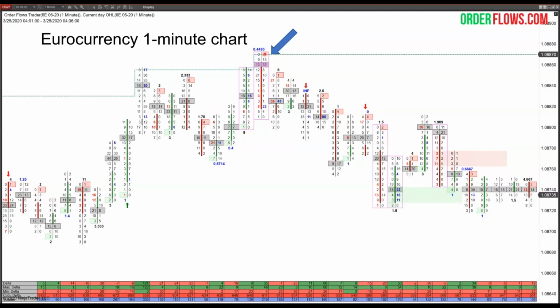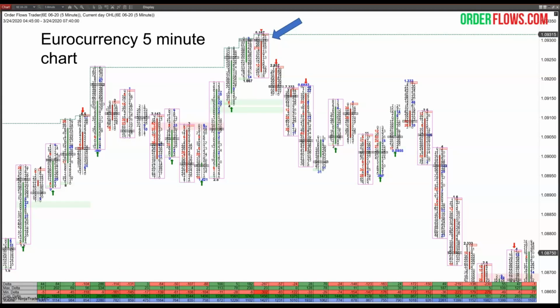Your new high of the day, multiple selling imbalances, the market sells off about 20 ticks. Eurocurrency, 5 minute chart this time. So you're expanding your time horizon. There are your multiple selling imbalances at the high. The market sells off from the 109.20 area down below 108.80.